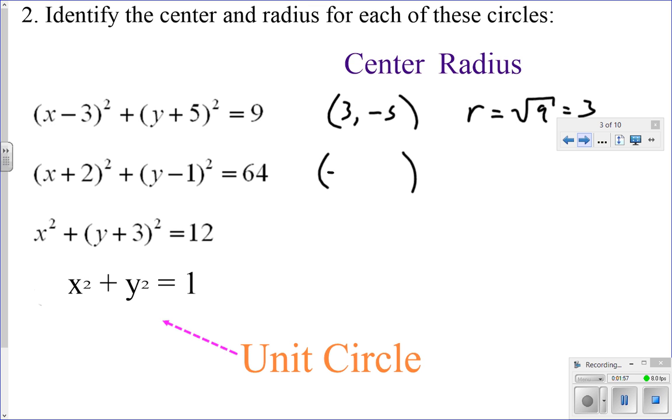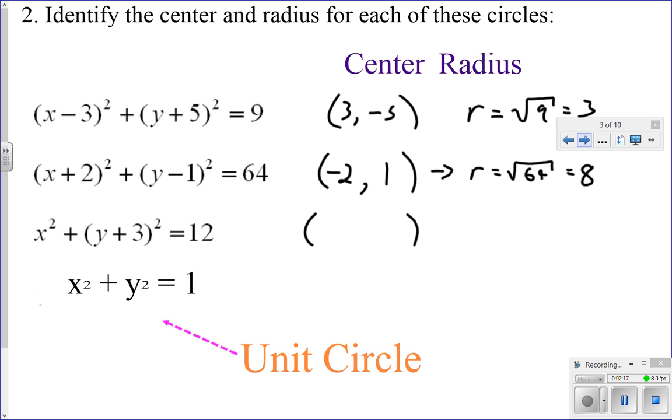So here it's x plus 2, so it's going to be x minus negative 2, which is the x parameter of the center. 1 is the y parameter of the center, and my r is going to be equal to the square root of 64, which is equal to 8.